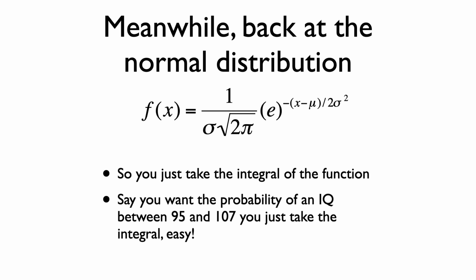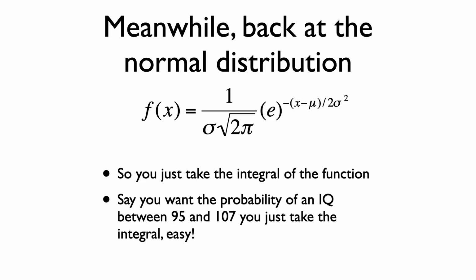So you just take the integral of this function. So let's say you want to know how many people have an IQ between, what did I say, 95 and 107? You just take that integral and put in 95 and 107. It's easy. Easy.